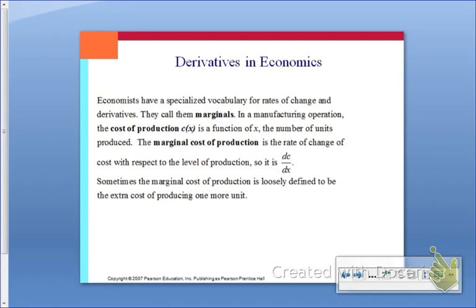So it says in a manufacturing operation, the cost of production is a function of x, the number of units produced. The marginal cost is the rate of change of cost with respect to the level of production. So sometimes we have to figure out marginal cost in manufacturing, or any kind of business, and that's what they use, derivatives. So again, lots and lots of calculus and derivatives are used in an economics college course. A derivative is just the same as we normally think about it. It's the rate of change.